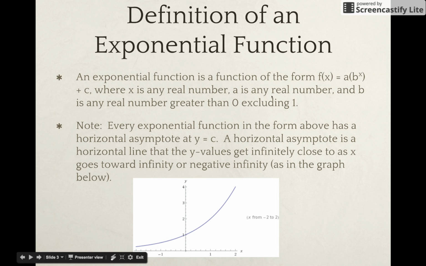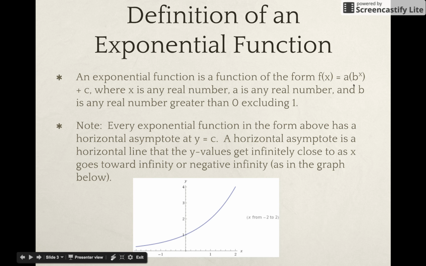A is also allowed to be any real number. So this is just the coefficient in front of b to the x. And b is any real number greater than 0, but it excludes the value 1. You might consider if b were 0 or if b were 1. If b were 0, then we would have things like 0 squared, 0 cubed, and so on.